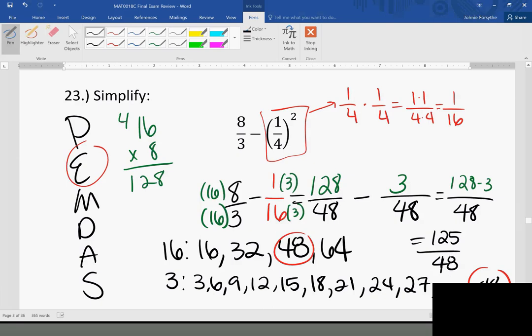And then when you're trying to think about if you can reduce the fraction, focus on the smaller number. So think about all of the factors for the smaller number, which in this case is the 48. And if any of those factors, like 4, 12, 2 can be divided into 125, then you would want to reduce it. But in this case, you can't reduce it further, so your final answer is 125 over 48.